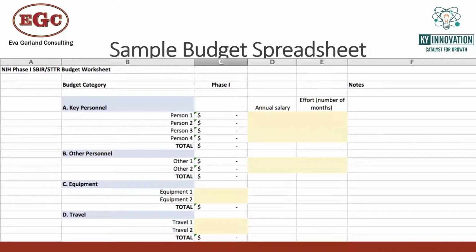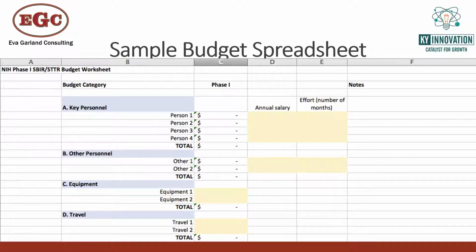So here's what a sample budget spreadsheet might look like. I used NIH as an example, but it'd be similar for any other agency. And for most agencies, they'll start by having you budget out the cost for personnel. There'll be key personnel, the key individuals making sure that the project is successful. So you have your lead engineer, or your biologist, whatever that might be, your CSO. And so you would list them out here.